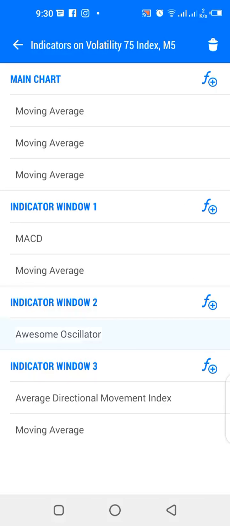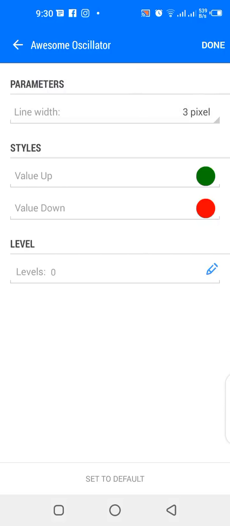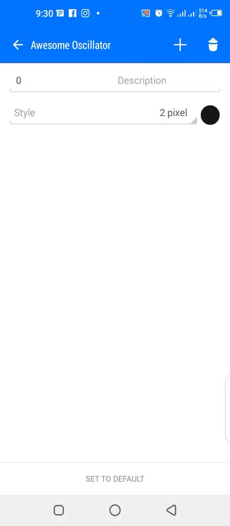Then indicator window 2, we have the awesome oscillator. The value up is green, value down is red, and the level is 0.